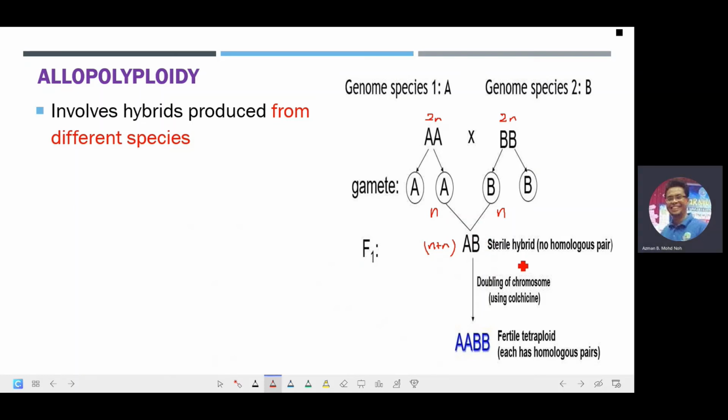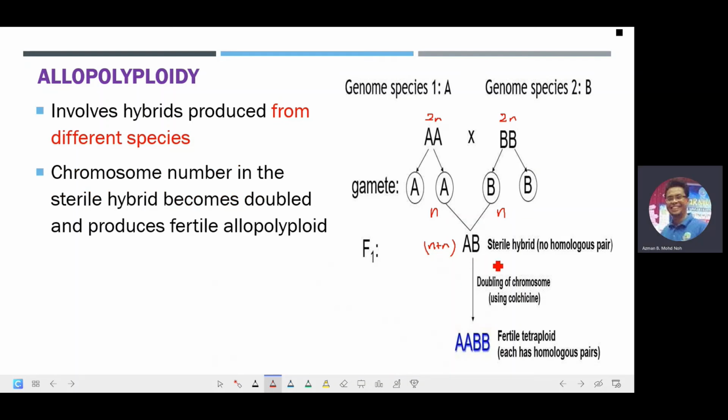This particular hybrid will be sterile or infertile. Why? Because there will be no homologous pair for all the chromosomes of A and also for B. The chromosome number in a sterile hybrid can be doubled through the process of doubling of the chromosomes using colchicine, and this will produce an allopolyploid or the tetraploid, which is 4N, and this tetraploid will be fertile. Why? Because there will be enough pairs of homologous chromosomes.